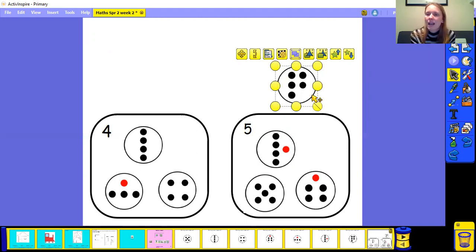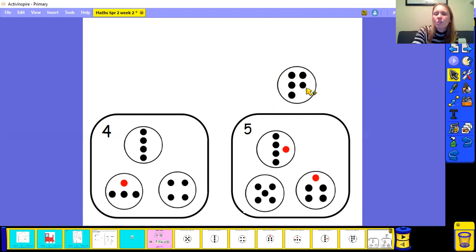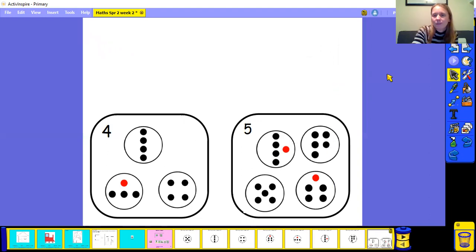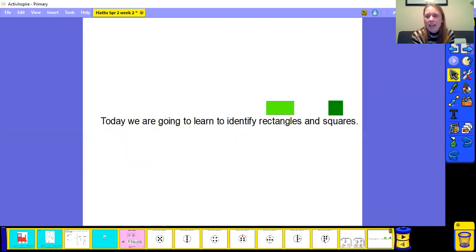Now this one looks like our Numicon shape 5. It looks like the holes that we can see on that Numicon piece. And that helps us to recognise that there are 5 spots altogether. Well done if you got that right. So today we're going to keep practicing identifying rectangles and those special rectangles that we call squares.